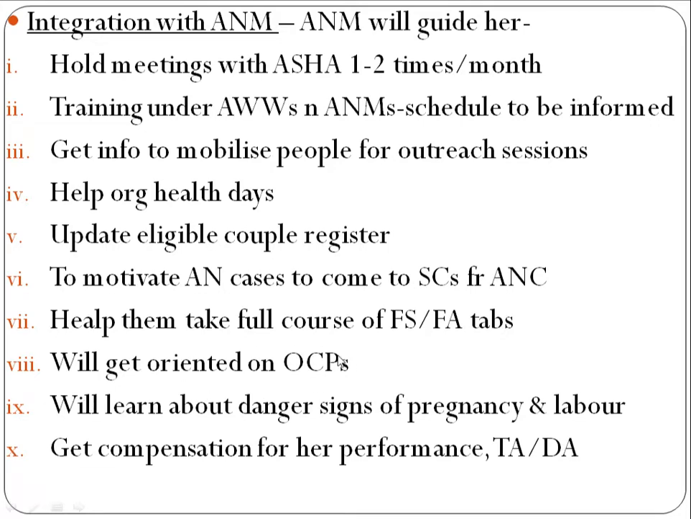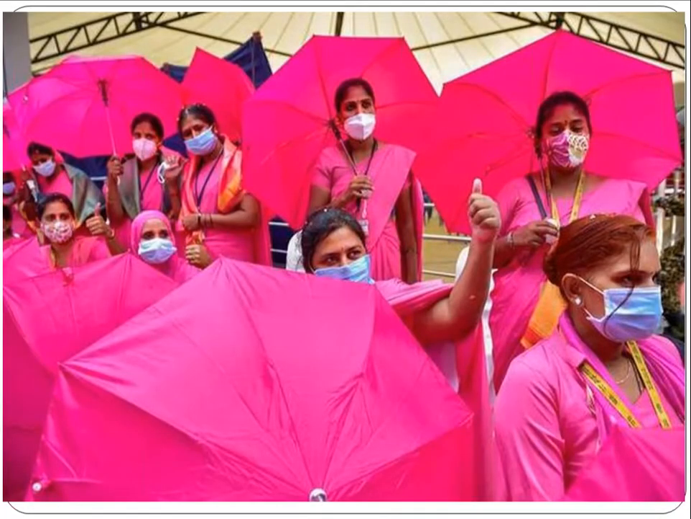They get oriented on OCPs or oral contraceptive pills. People who are desirous of family planning, the ASHA worker can give them advice on OCPs because she has been trained and oriented by the ANM. She also learns about the danger signs of pregnancy and labor. This is also something which you have learned in the chapter on maternal and child health, the 14 signs and symptoms or the diagnosis which put an antenatal mother at risk. And of course, she gets compensation for her performance, and in case she has to travel, she gets TADA, traveling allowance and daily allowance. So these are the ASHA workers from our state.